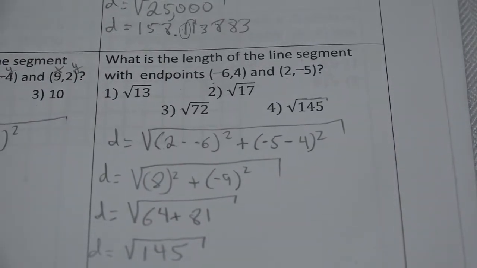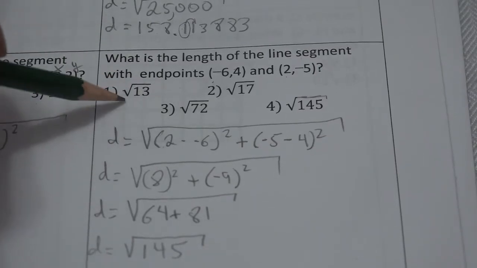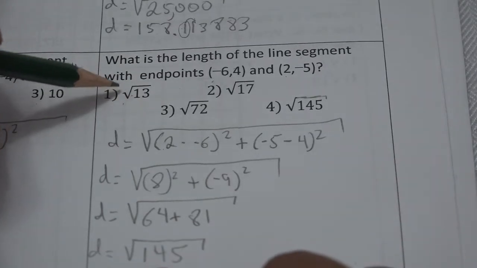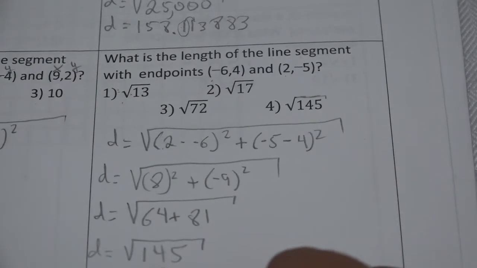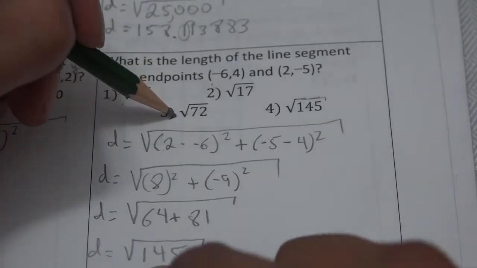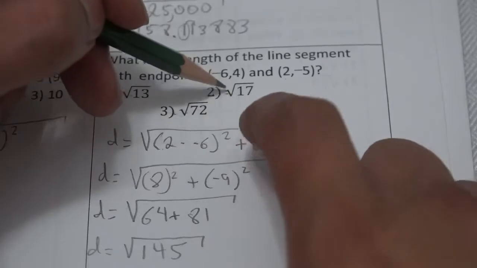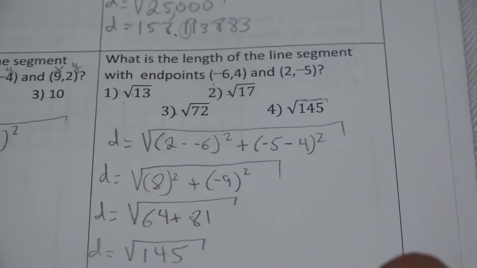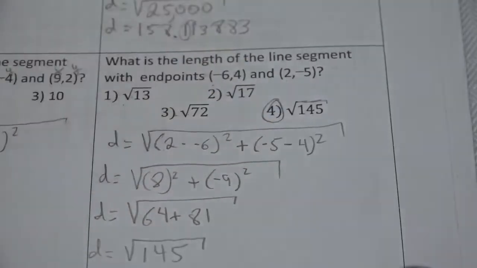So, ways to check if this is your right answer. Definitely it's not going to be radical 13 because it's less than that, but it will have to have another number outside. It cannot be radical 72 because then it needs another number outside. And it cannot be radical 17 either. So your choice is this one.